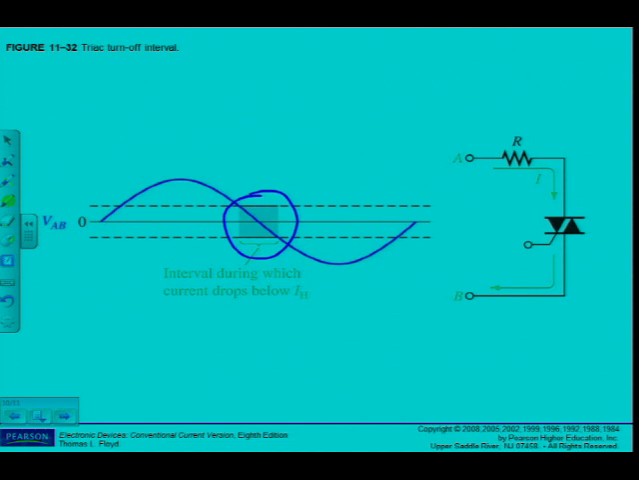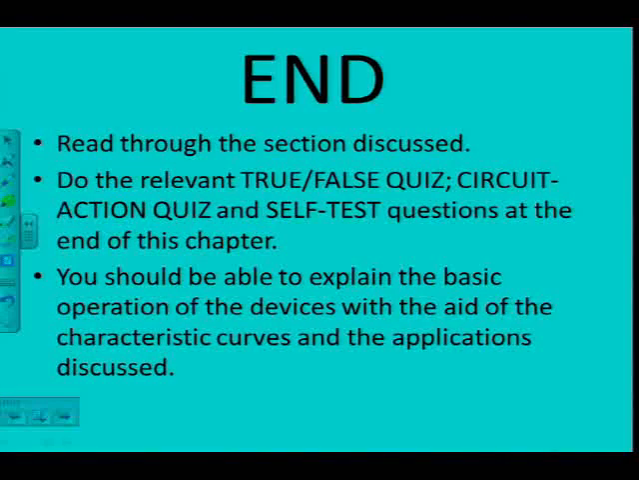All right, this concludes then the diac and triac. And as normal, you should read through the section, do the relevant true false quiz, circuit action quiz, self-test. And as I've said here, you should be able to explain the basic operation of the devices with the aid of the characteristic curves and the applications discussed. But as you can see, we're not doing any basic problems or calculations in this section as well.